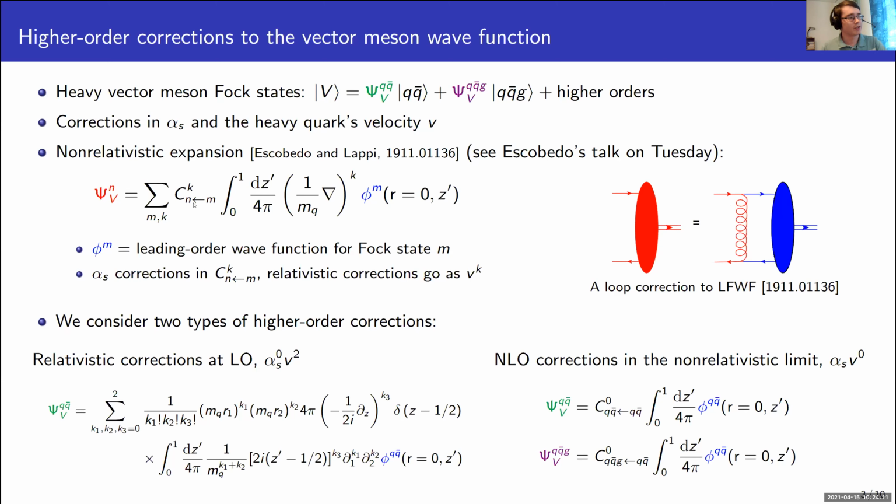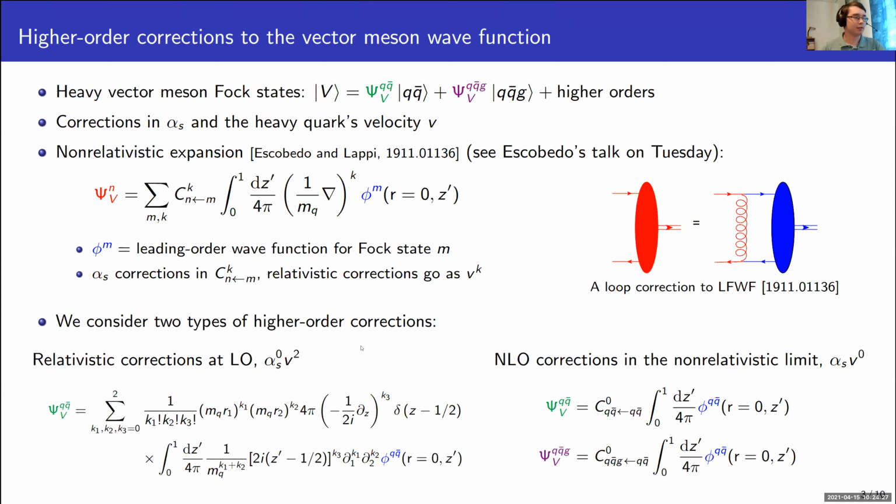In this expansion, the alpha_s corrections are included in the coefficient c, and the relativistic corrections are included in this sum as the k terms. This k describes the power of the velocity v.